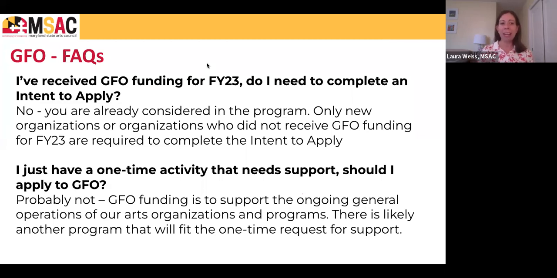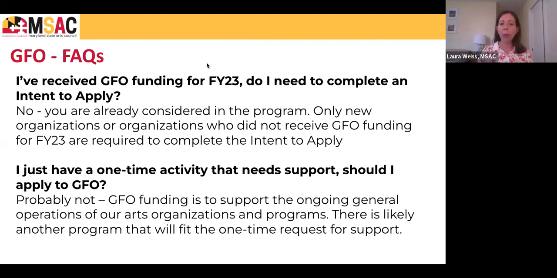So just to clarify, we've said it a few times, but just to say it again here, the question being, I've received GFO funding for FY23. Do I need to complete an intent to apply? The answer is no. If you have recently received notification of your FY23 GFO funding, that means that you are already in the Grants for Organizations program, and you do not need to complete an intent to apply. If you did not receive FY23 funding through the GFO program, that's when you would need to submit the intent to apply for the upcoming cycle, which is FY24.